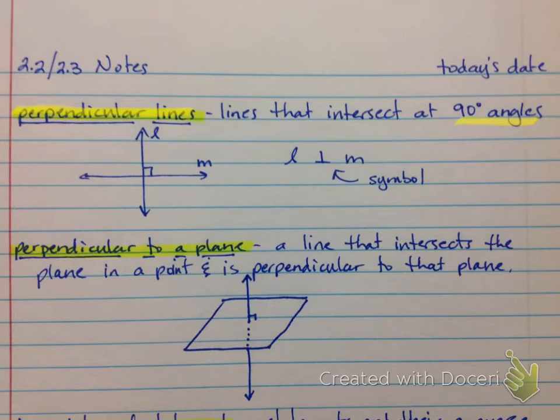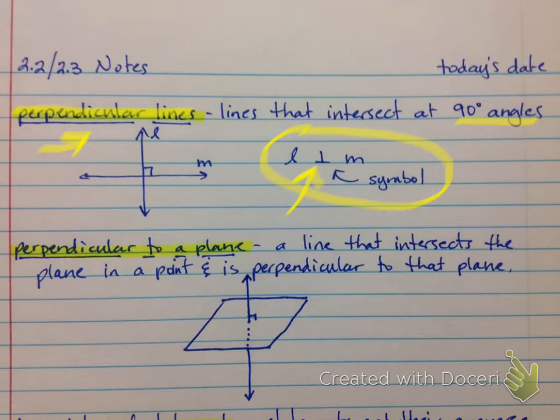So as you can see here in the picture, line L is perpendicular to line M, and so there is a symbol which I'm showing you over here in this area, the symbol for that, so that way you know how to write it. You will see me write perpendicular every once in a while, so you need to know that symbol right there. All right, so that's perpendicular lines.